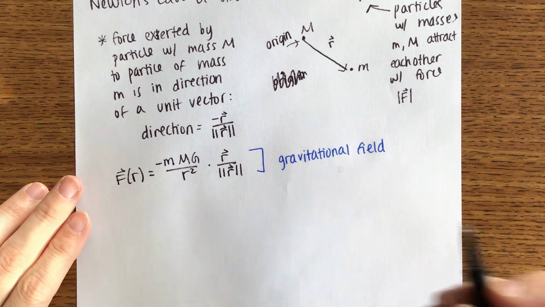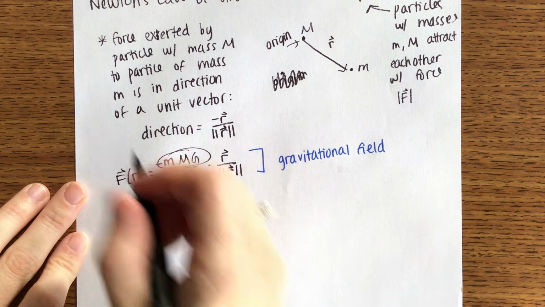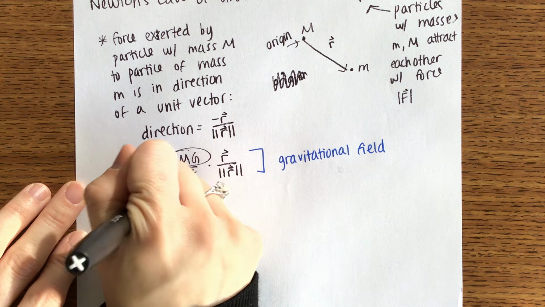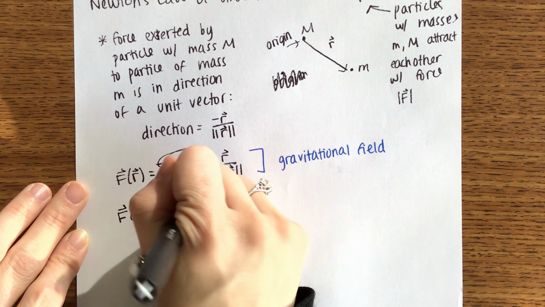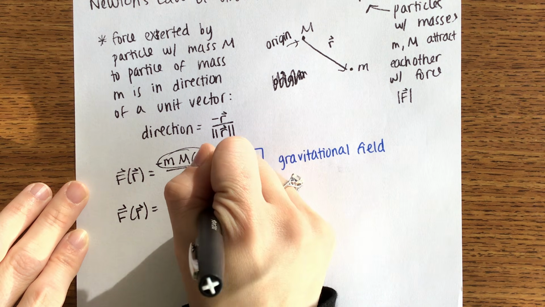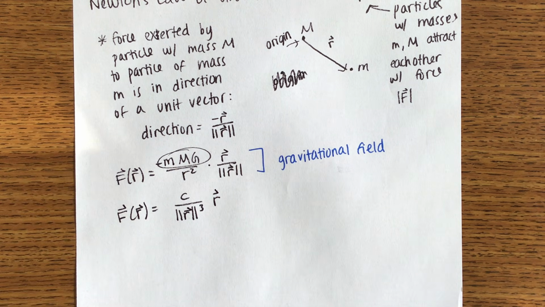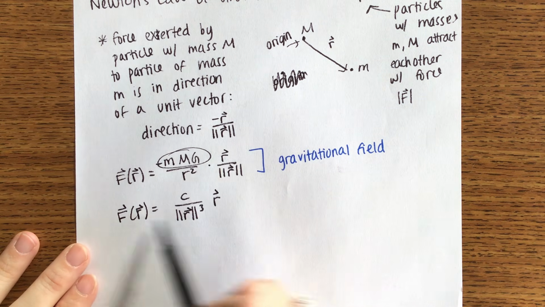Generally, though, this is the way it's written. This is all a constant. Sorry, that should be a vector. So normally it's written as c over the magnitude of r cubed times r. So those are the same, just written differently. But in your homework, when you see inverse square fields or a gravitational field, this is what it's talking about.